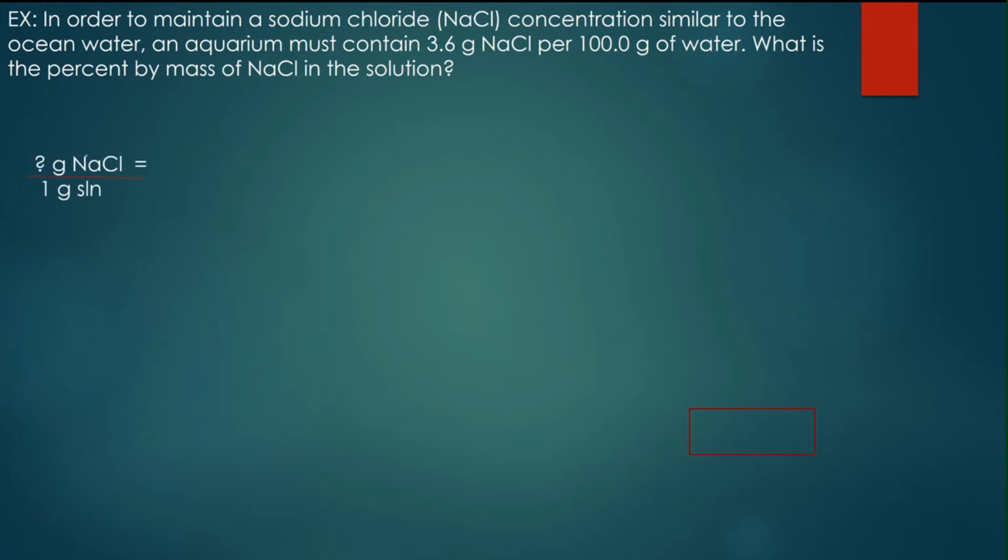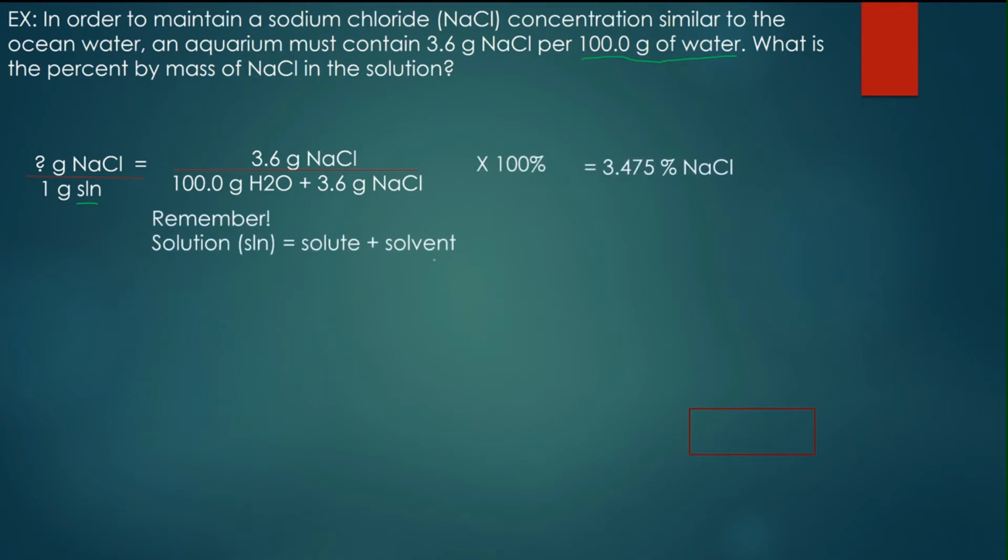Percent by mass is our solute, which would be sodium chloride, over grams of solution. Again, that's an important concept right there. Grams of solution, not just the grams of water, which would be the solvent. So that's what we want. We have our 3.6 grams of NaCl, that's our solute, and we can very easily solve for our grams of solution. It's just 100 grams of water plus the 3.6 grams of sodium chloride. But make sure you're doing that part. Again, the solution is both the solvent and the solute, so watch out for that.